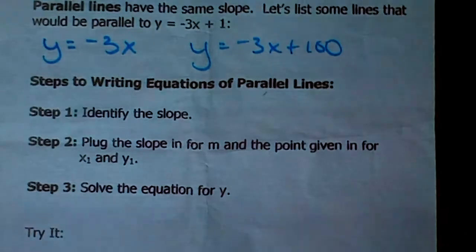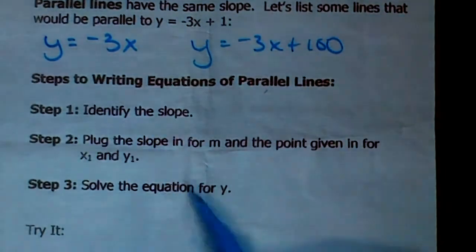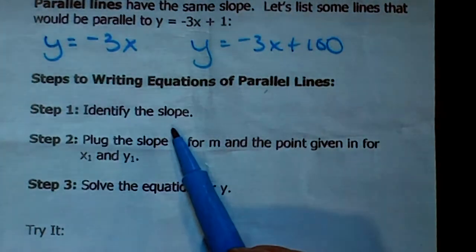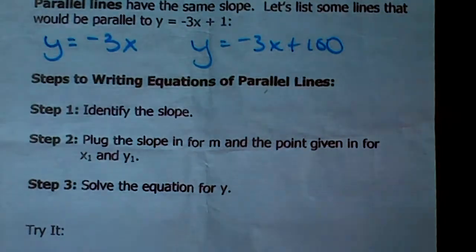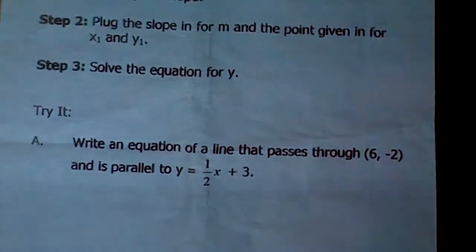All right, so how do we write equations of lines that are parallel and pass through particular points? Here we go. Step 1, you look at the equation, identify what the slope is. Then we're going to plug the slope in for m and the point that's given in for x1 and y1, and solve the equation for y. So basically, I'm going to give you an equation, and I want an equation that is parallel to it that passes through a certain point. And I have two examples to go along with that.